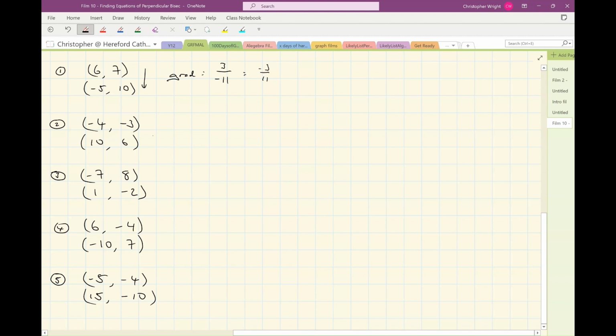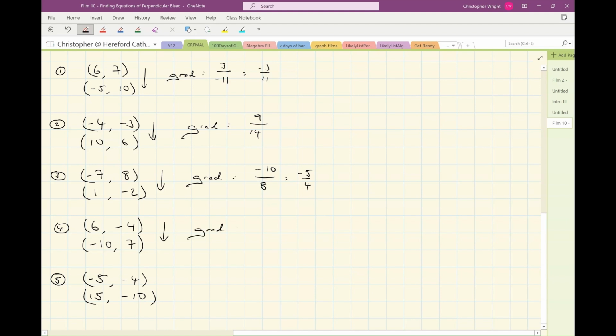Number 2, I'll go from top to bottom again. So the gradient is going to be minus 3 to 6, that's a gain of 9. Minus 4 to 10, that's a gain of 14. So it's 9/14. Number 3, let's always go from top to bottom, why not? So the gradient is going to be 8 to minus 2, that's a drop of 10, so minus 10. And minus 7 to 1, that's a gain of 8, so minus 10 over 8, which is minus 5 over 4.